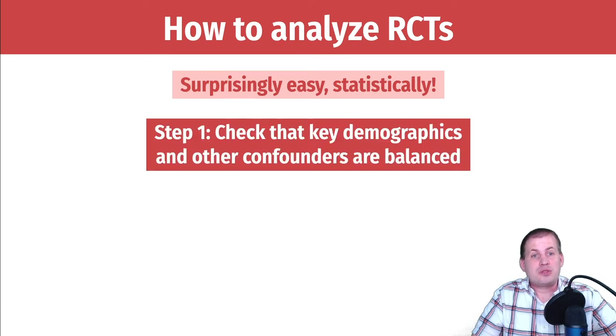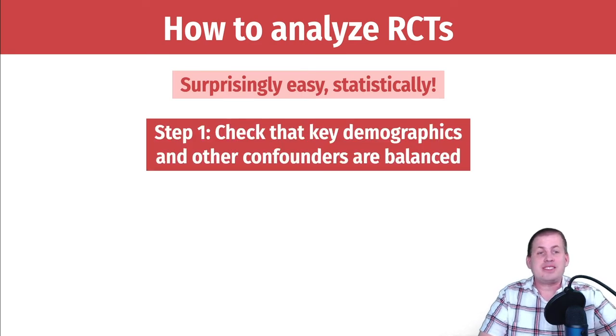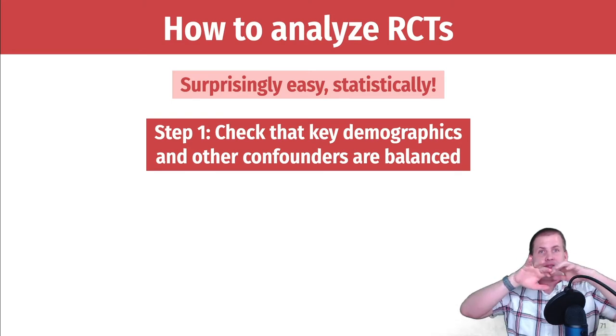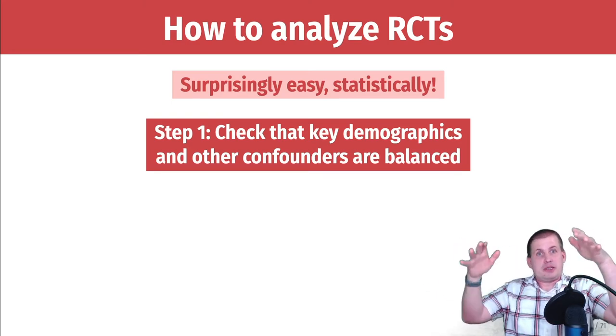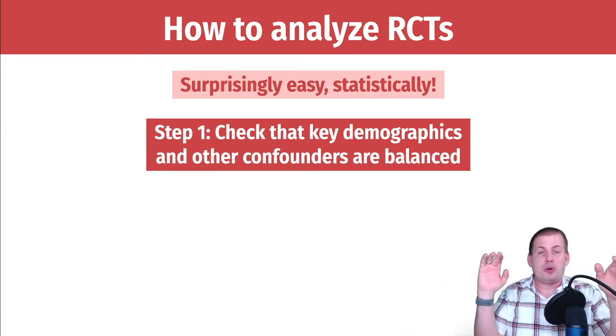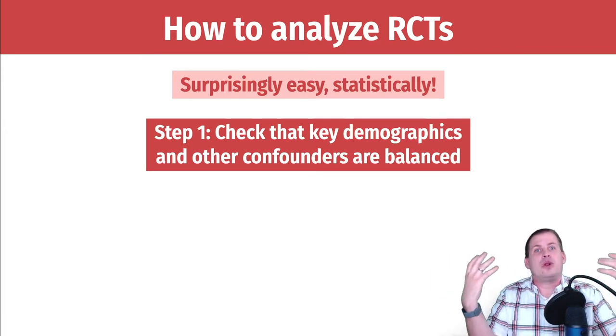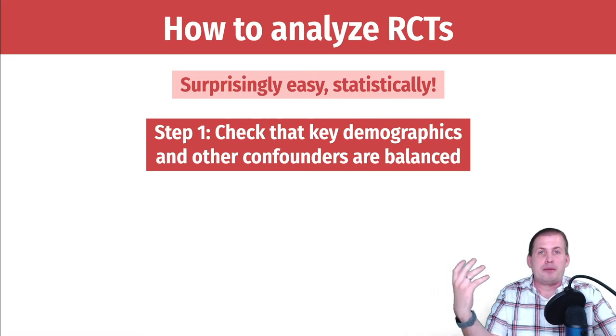All you really have to do is two steps. The first step is you want to make sure that your key demographics and any other confounders are balanced across those two groups. Because if you remember from the previous section, the only way randomization works is because it gets rid of the confounding by kind of equalizing it across both of those groups. And so you want to make sure that equalization happened. You want to make sure both treatment and control have roughly the same proportion of people, roughly the same average income, roughly the same average age, other things like that.